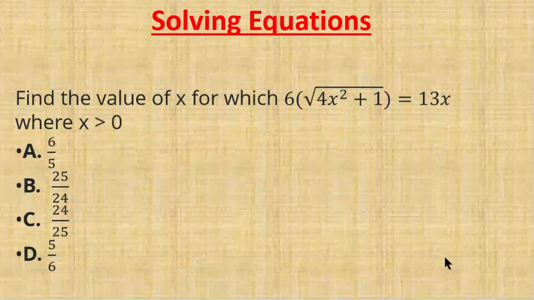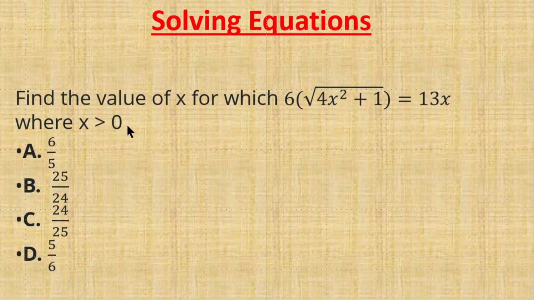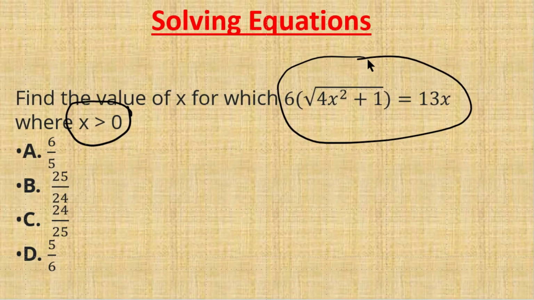We have this equation, and it wants us to find the value of x for which 6 times the square root of 4x squared plus 1 is equal to 13x, where x is greater than 0. Now, I want you to notice this condition where x is greater than 0. And this is the equation we have to solve together. I want you to pause the video and practice first before coming to see my solution.